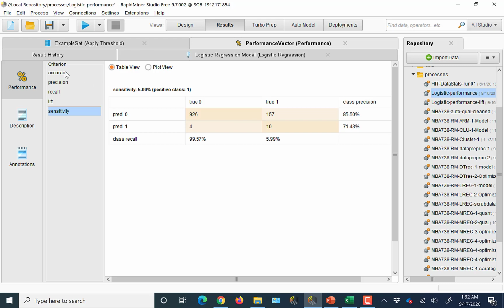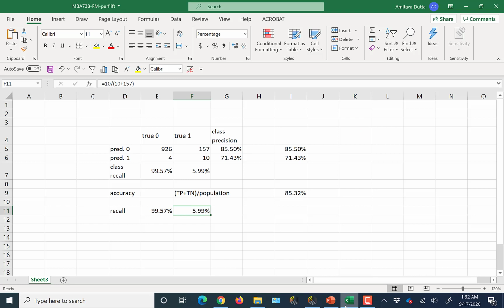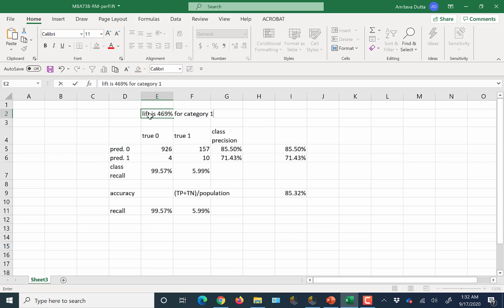I've shown you accuracy, precision, recall, and now I will focus on lift. You can see this value is 469%. Let me just remind myself, I will write this: lift is 469% for category 1. These are individuals with CHT. So the lift is being calculated for that particular category. I'll write that number down.